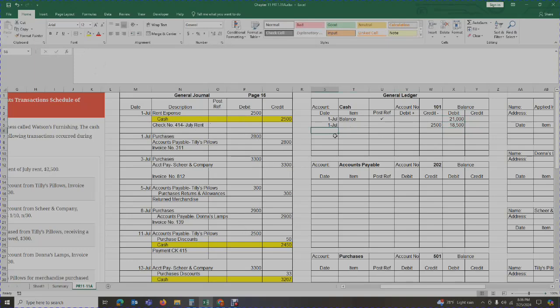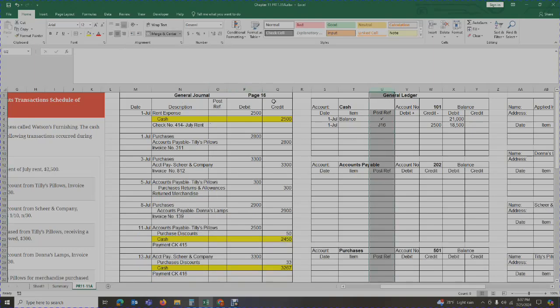Then we're going to go to July 11th. Now, I forgot one thing. On the post reference for that July 1st, we have to put where we got that information, and we are getting it from the journal. Let me go back so we can finish this line item. So once you bring it in, on your post reference you're going to put where you got this information from. I got it from journal page 16.